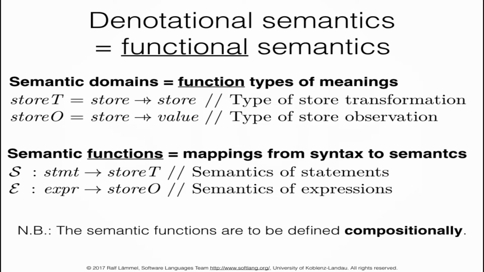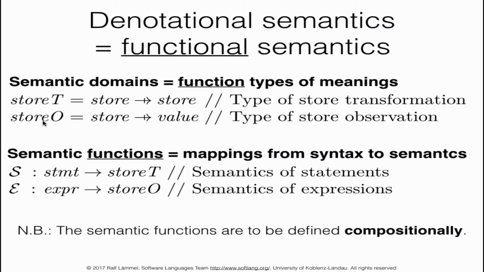So denotational semantics, another name for it would be functional semantics, because the semantic domains, that is the types essentially used for the meanings in the semantics, these tend to be function types. So for example, for an imperative language, we could use the store transformer type, which maps variable assignments, that is stores, to stores. Which means this is the store before statement execution, and that would be the store after statement execution.